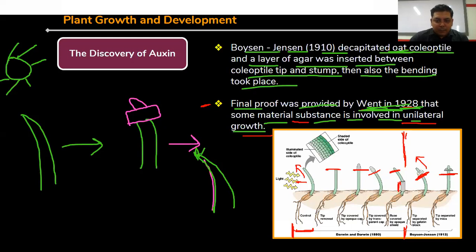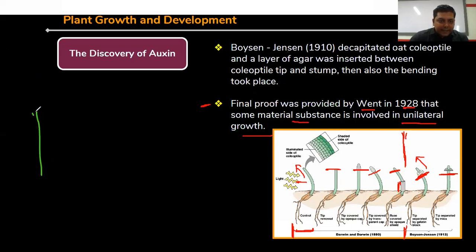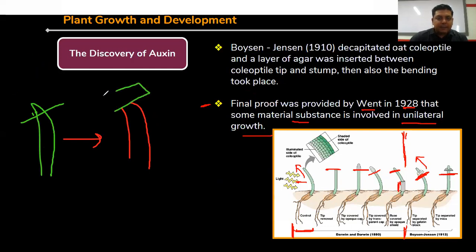After Boysen and Jensen, Went did another experiment. Suppose this is the bending coleoptile. First, he cut the tip of this coleoptile and simply placed a mica plate. This mica plate is not diffusible. That means it is a plate through which no liquid transportation is allowed. Clear? So when he finally placed the mica on the decapitated coleoptile, then what happened?